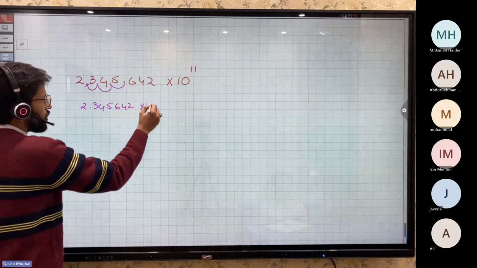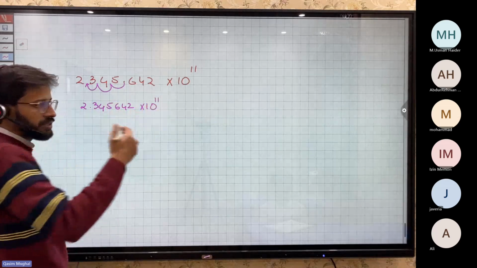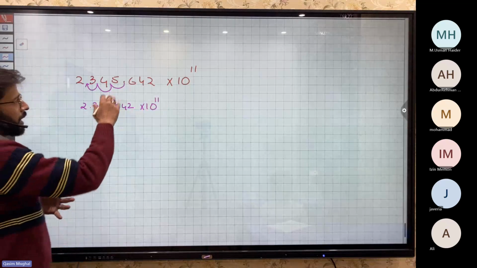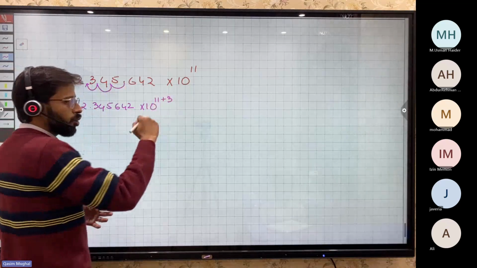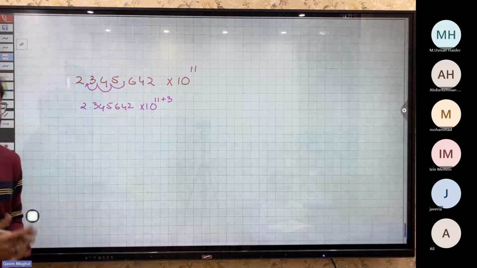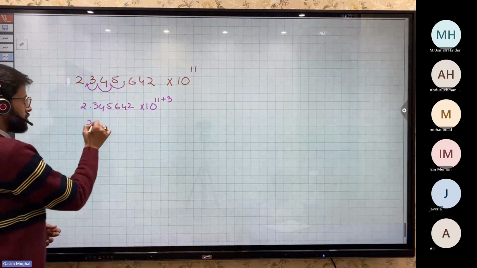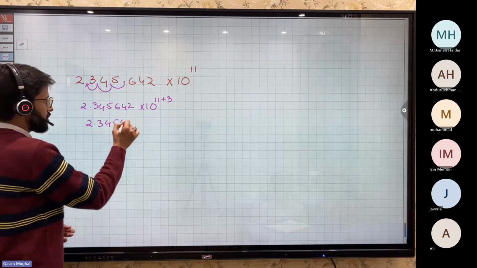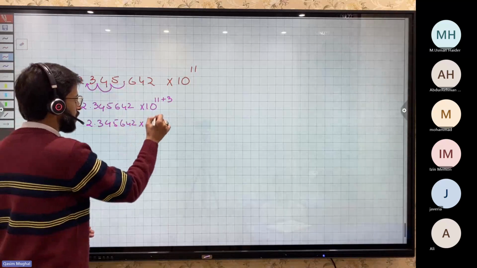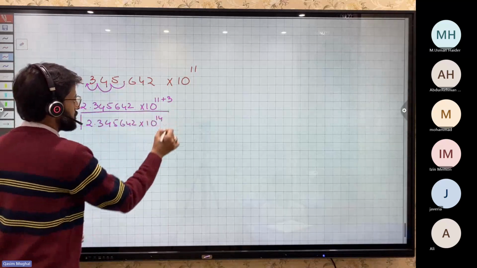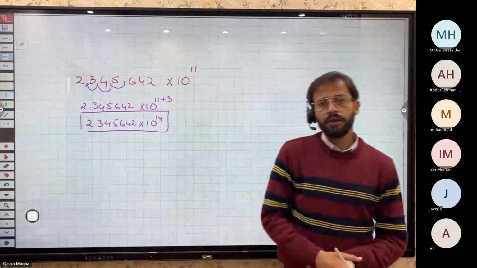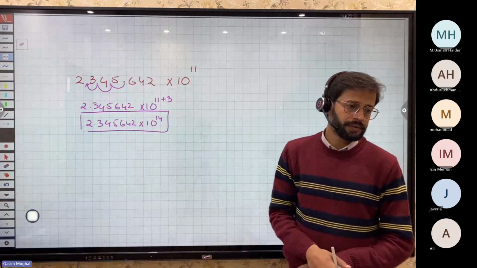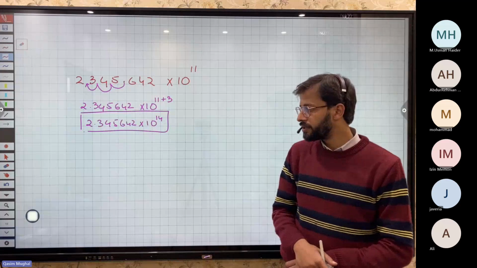So this is going to be 2.345642 into 10 raised to the power 11, which was its original power. Three spaces to the left, so the power will go up by 3. That is why I am adding 3 to it. So this is going to be 2.345642 into 10 raised to the power of 14. This is a number in standard form. Clear? Clear? Yes, online students?